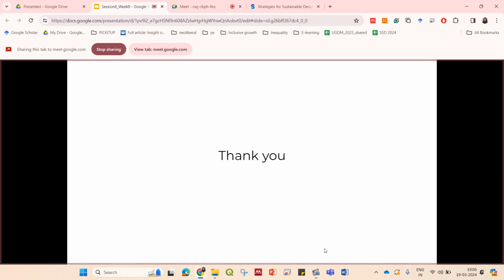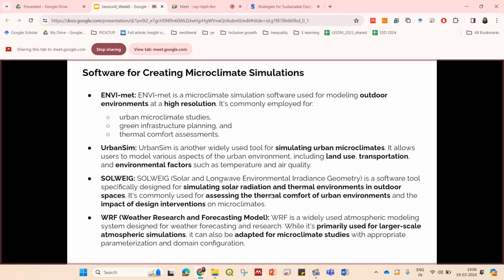So this was the last question for today. But in the last session, someone asked me to suggest some software for microclimate simulations and simulations for energy efficiency. So I have come back with some suggestions of software which you can use if you want to learn and create simulations for microclimate studies or energy efficiency studies.